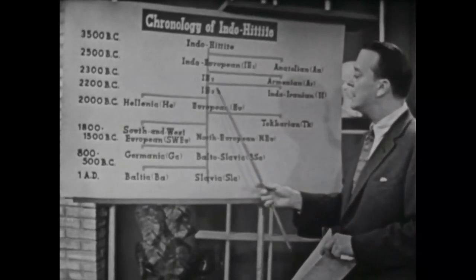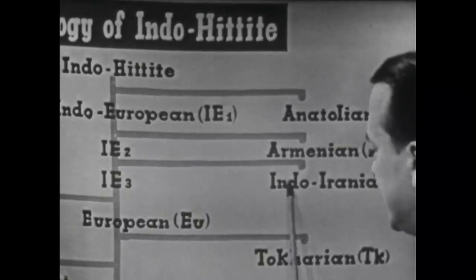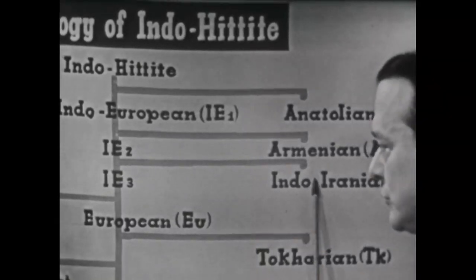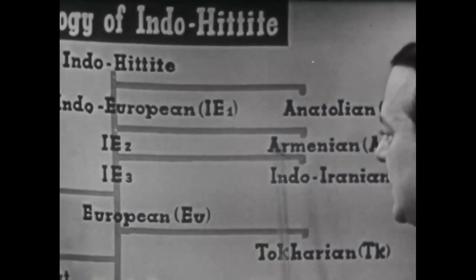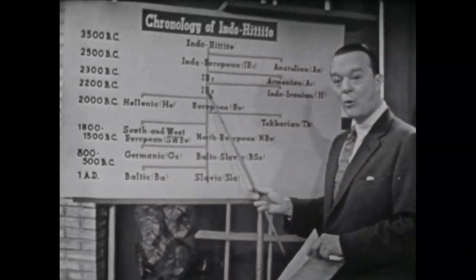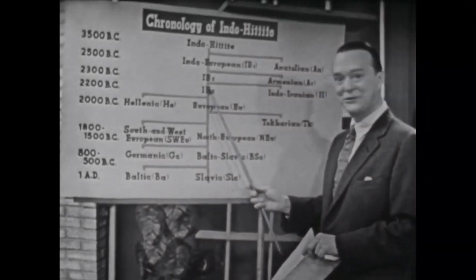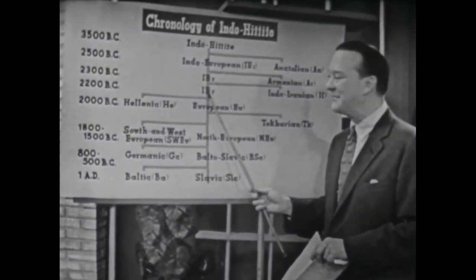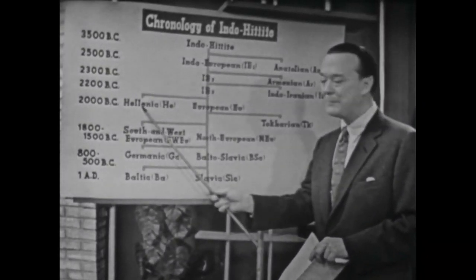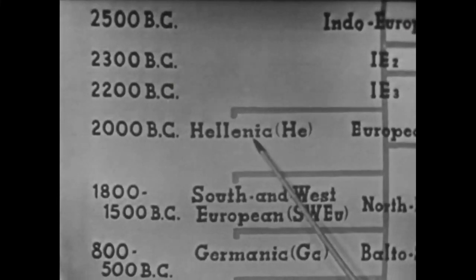Armenian first, then the Indo-Iranian speakers, the ones of Sanskrit and Old Persian, left at about between 2300 and 2200 BC, leaving behind those people who were left. In other words, the ones that were everybody but the Indo-Iranian. Then the Hellenic speakers, the people that are to be the forerunners of the Greeks, left at about 2000. Then South and West European speakers left, the Italic and the Celtic, from 1800 to 1500.